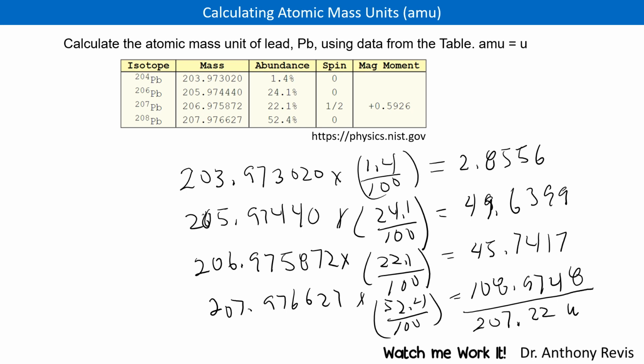It's interesting to note that, again, when we do this, it's important to convert the percentages to a decimal. And you do that simply by dividing by 100. And we can see that the first isotope at 1.4 has a lower mass. So these are the calculated masses that you get for each of those when you do them. And when you sum it all up, we get 207.22 AMU as the atomic mass unit for lead.